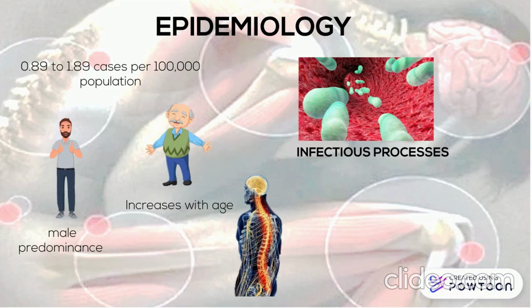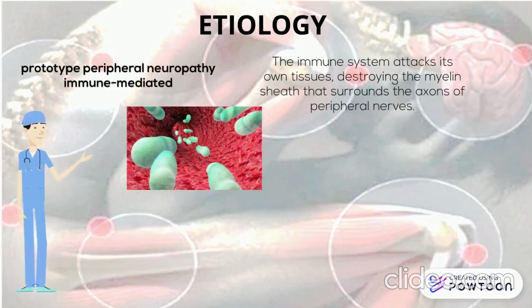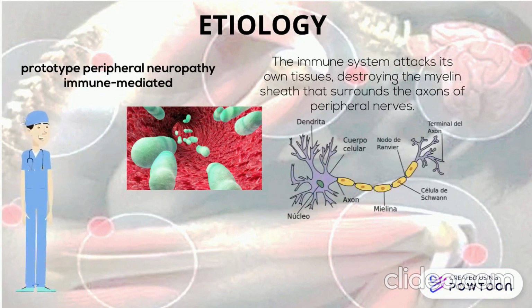It may appear over the course of several hours, several days, or it may take up to 3 or 4 weeks. It is associated with infectious processes. Most people reach the stage of greatest weakness within the first 2 weeks of the onset of symptoms. Regarding the etiology, Guillain-Barré syndrome represents the prototype of immune-mediated peripheral neuropathy, today recognized as a group of conditions with diverse pathogenesis and pathology. GBS has been more frequently associated with infection.